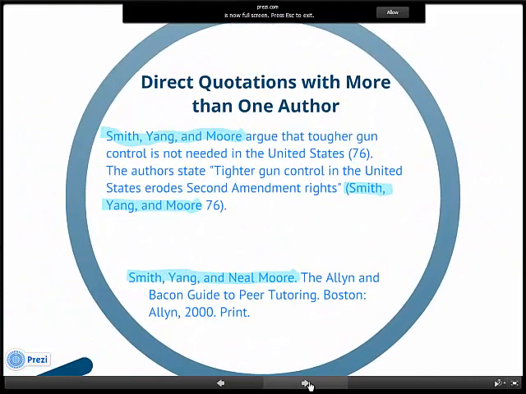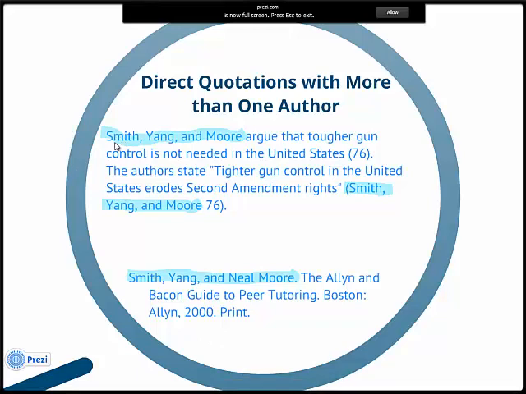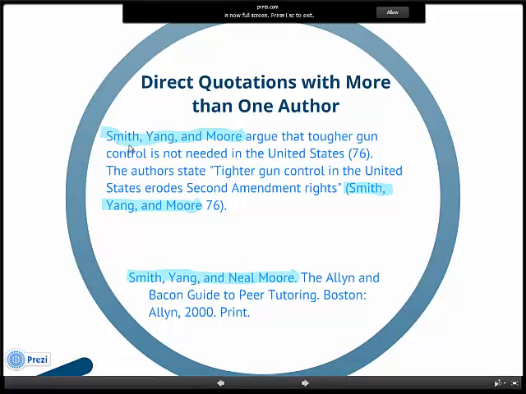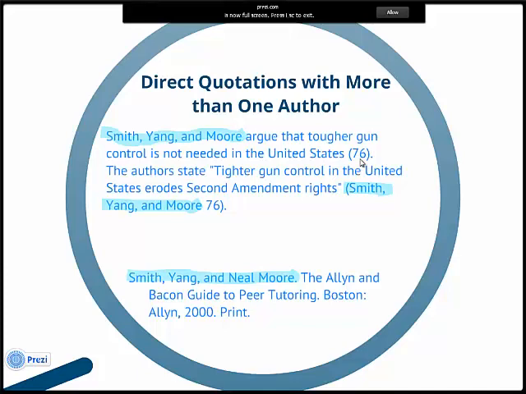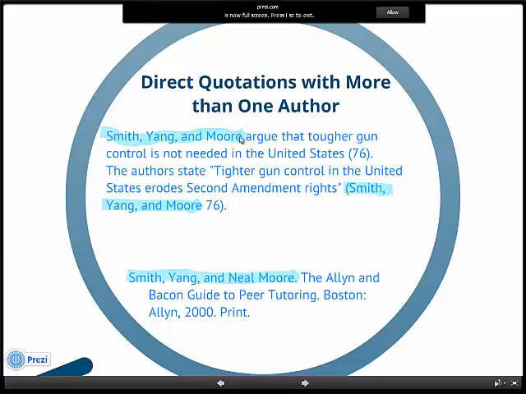If there is one or more author, all you have to do is include all of those authors' last names in your source citation. So here's our source citation that would appear in our works cited page. And as you can see, I start by introducing the citation with the 3 authors. And then since I already used their last names in my actual sentence, I don't include it in the source citation, but I do have my page number. And this would be paraphrased because there are no quotation marks.